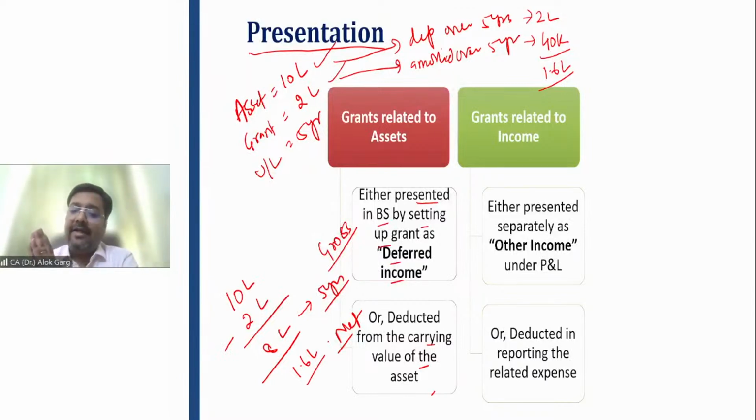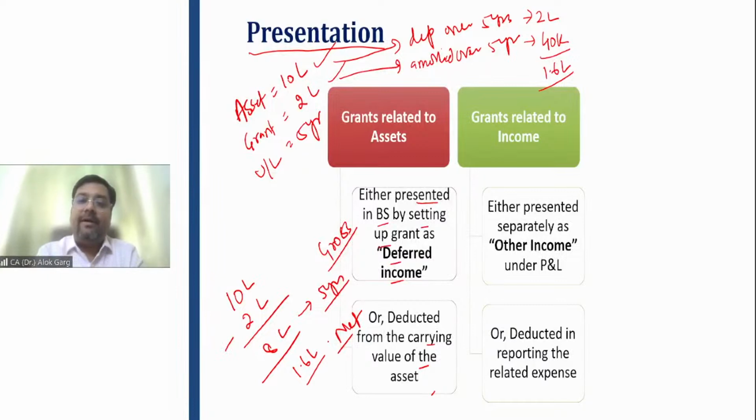Or the entity can also follow the net approach. Whatever money the entity has received or is expecting to receive, there is a reasonable certainty around it. The entity will net the grant from the asset, and the entity will depreciate the net asset value over the useful life of the asset. This is known as the net approach.